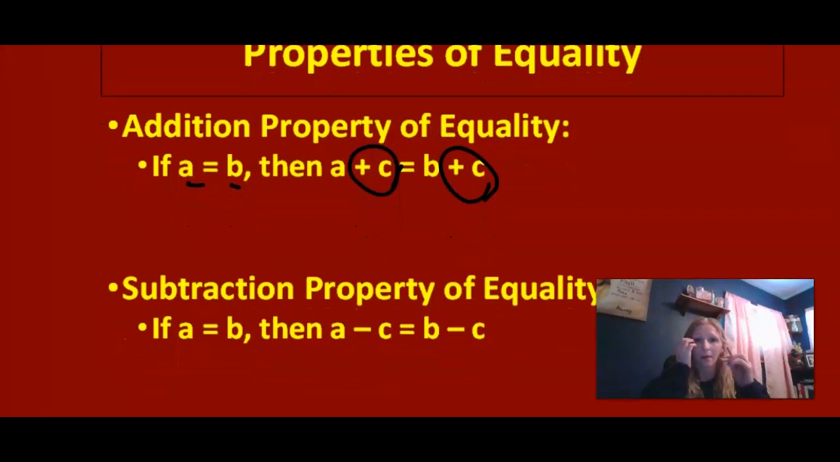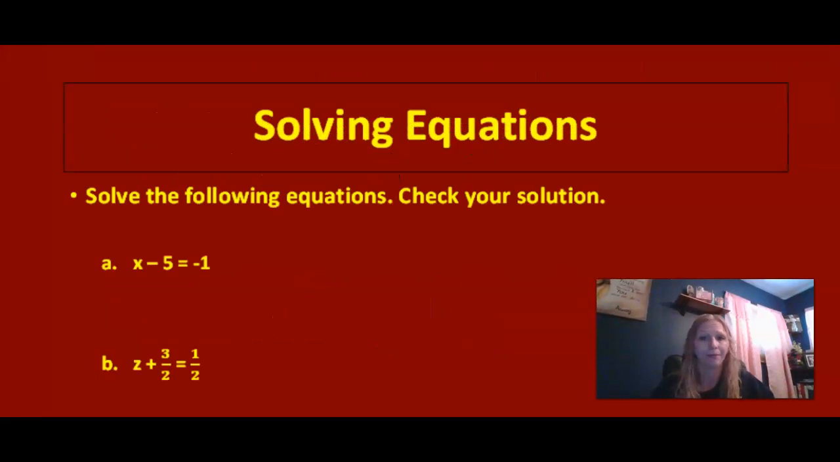That also occurs in subtraction. If we have something equal to another thing, then we can subtract the same thing on both sides, and it's still equal in expression. We're still meaning the same thing. We're just rewriting it differently. It's still the same weight. All right, let's break it down with some actual live examples.